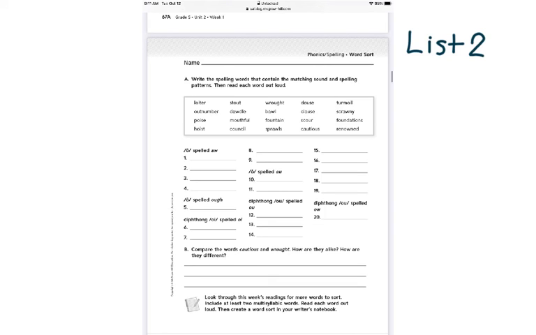And on list 2, and this is the challenge list, we have the variant vowel spelled A-W, the variant vowel spelled O-U-G-H, diphthongs, oi spelled O-I, variant vowel spelled A-U, diphthong O-U or ow spelled O-U, and diphthong ow spelled O-W. So we will be sorting these out tomorrow, and this is a basic overview of what we have covered in class today.